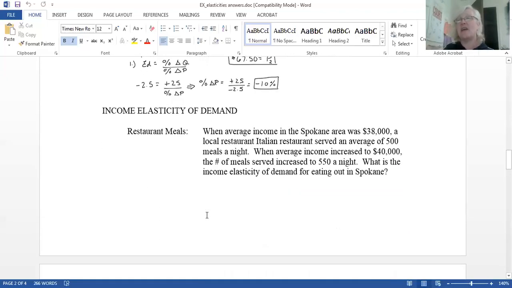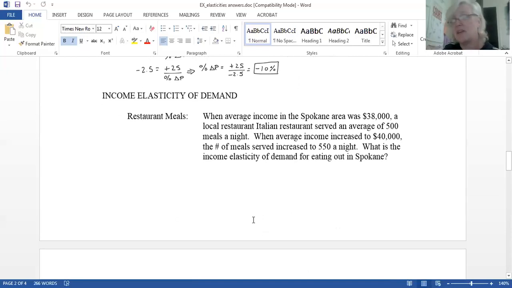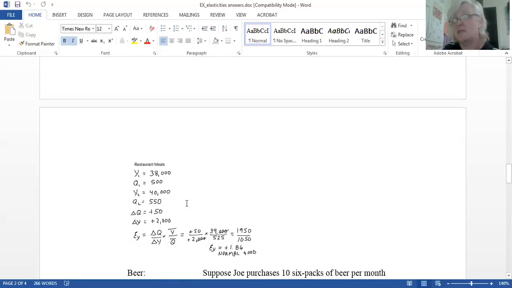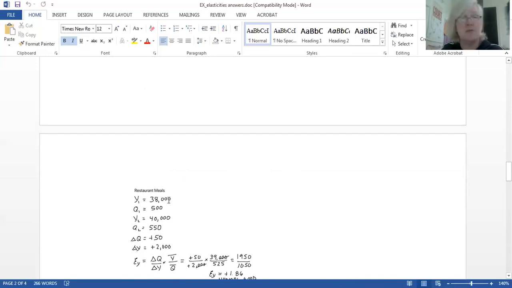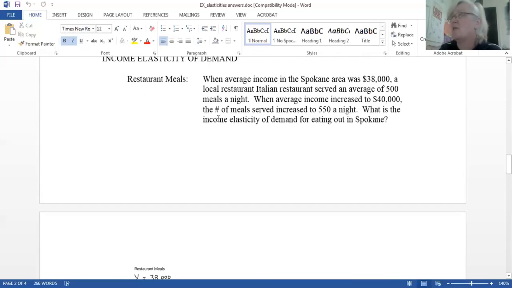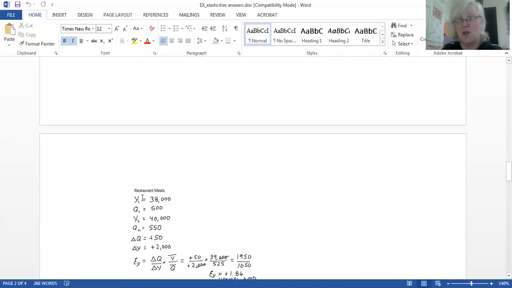Let's move on. Let's try an income elasticity question. So in this case, again, as I'm reading, I'm writing down, I'm making little notes to myself. And you can see the little notes here on the next page where I've jotted things down. So first off, average income in Spokane is 38,000. So Y1 is 38,000. Notice how I've used the Y to denote income. A local restaurant serves an average of 500 meals. So Q1 to go with my income 1 is 500.